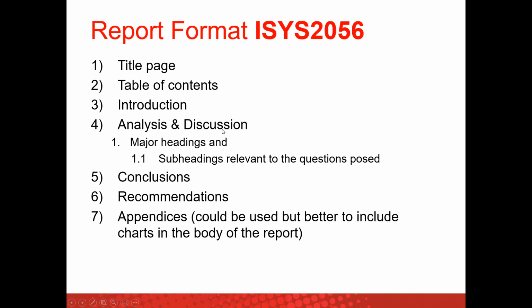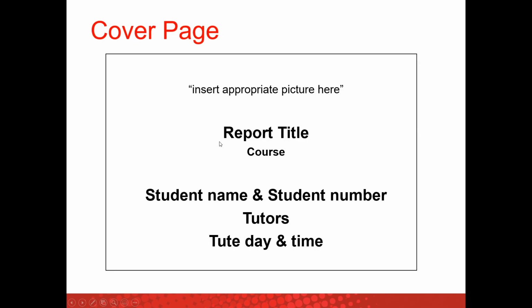All right, so what's the first part of this assignment? It says title page. They've changed it here to the cover page, which is basically the same thing. It's the title page of your report, and in the assignment I'm pretty sure they've made it mandatory to insert a picture at the top. So it's only text here, but you would expect an appropriate picture for what the report is. There should be a title. Obviously put the course details, ISYS 2056, in here. Your student name and number, and the tutors' names. Ideally put both tutors. Most important of all is your student number. And the last part is the tute date and time on the cover.